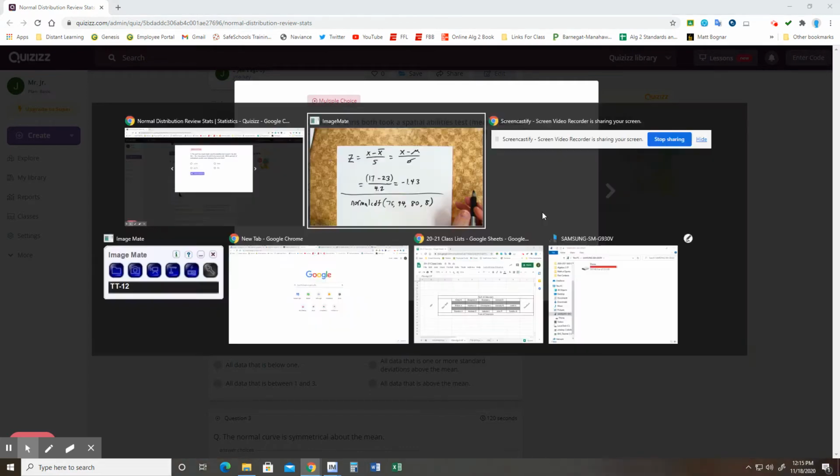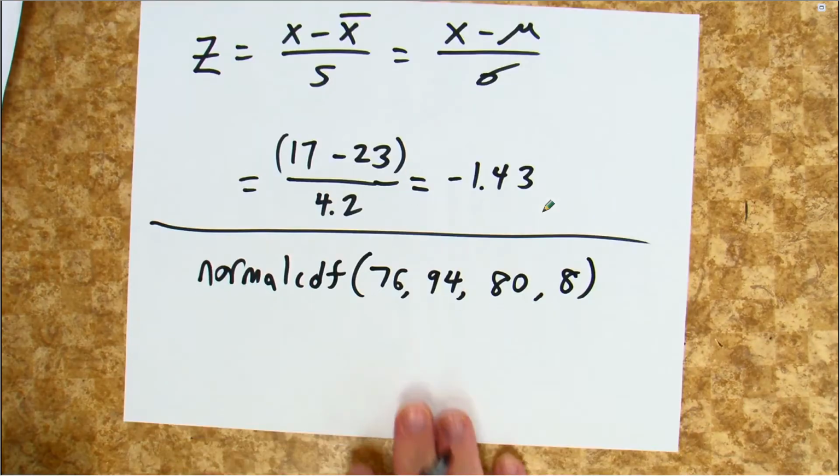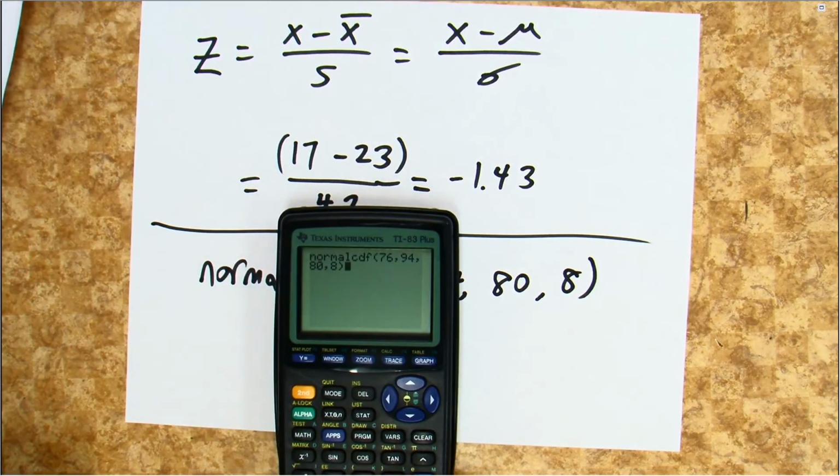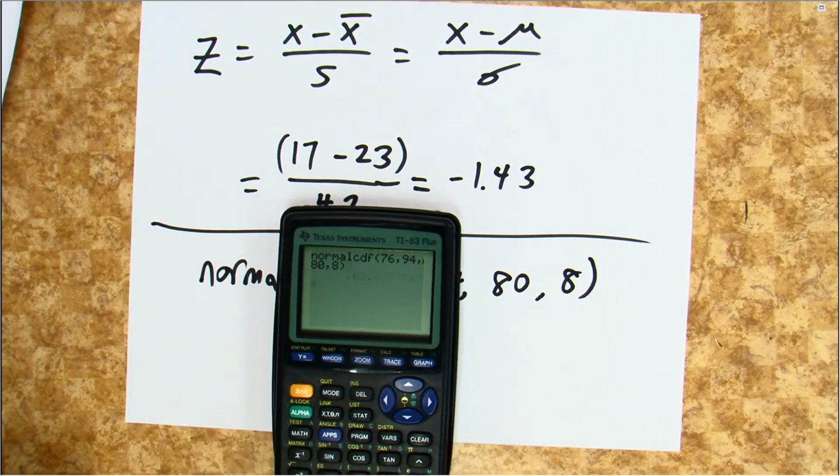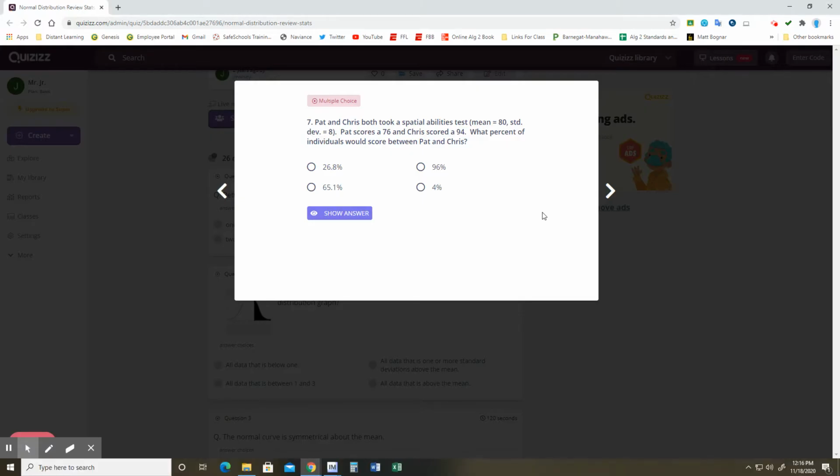Look what I wrote out here. Lower limit, upper limit, Pat and Chris. Mean is 80. Standard deviation is 8. That would be the order in which you type that stuff in. Now, again, your interface is going to be different than my interface on your calculator, but you would do lower, upper, mu, standard deviation. You can see how it's typed in right there. About 65.1%, right on the dot.